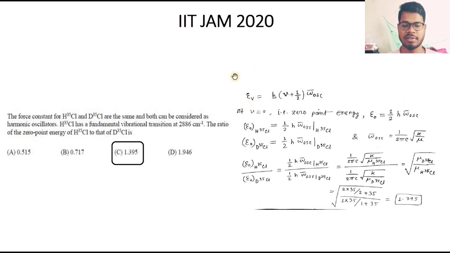So you know that for vibrational spectroscopy, from quantum mechanics we get the energy of the pth state as h p plus 1 by 2 omega over osc. p is the vibrational quantum number. If p equals 0, we get E0, that is called the zero point energy. So E0 equals, if we put p equals 0, and omega over osc means 1 by 2 pi c square root of k by mu. So you just have to get E0 for 35Cl and E0 for D35Cl.